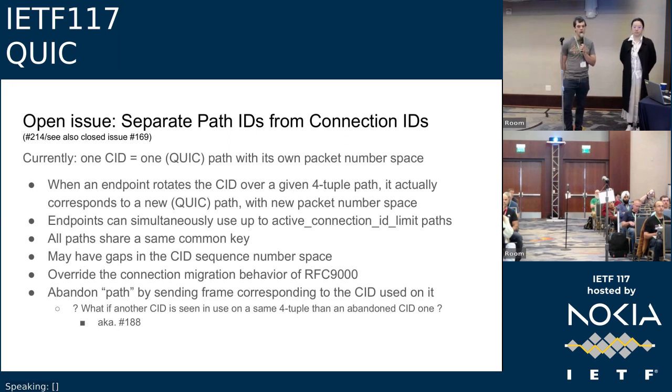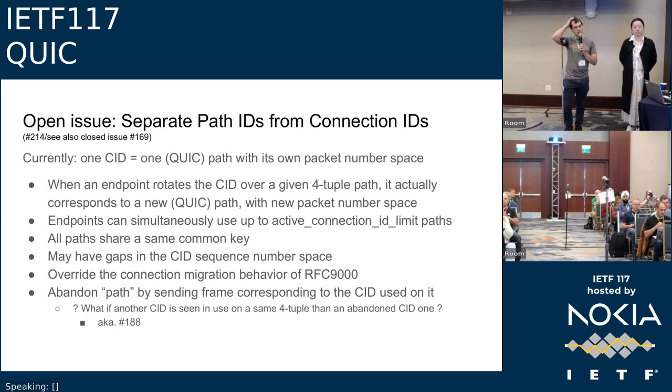All these paths are sharing the same key, and so we have the key update issue where you need to synchronize your paths, and that's what we fixed in the 0.5 version. It also means that you may have gaps in the sequence number of the connection IDs, because you might still be using connection ID 0, but then 1 to 3 are retired, and then you are at connection ID 1083. That's possible. Because we do that as well, we override the connection ID feature of RFC 9000, so we change it, and we use the path abandon to request you to close a given four-tuple.